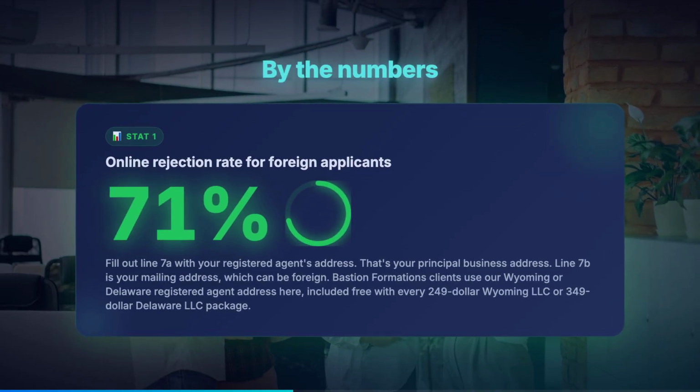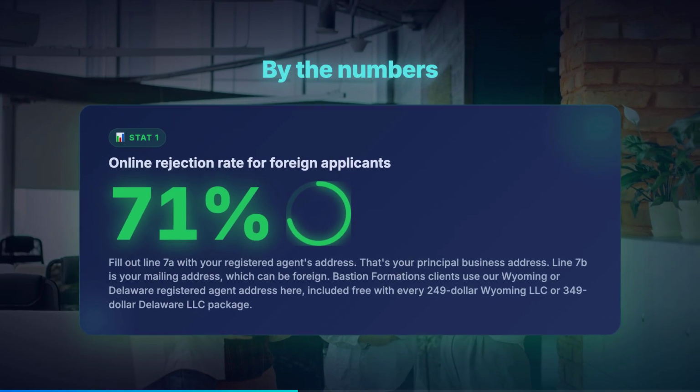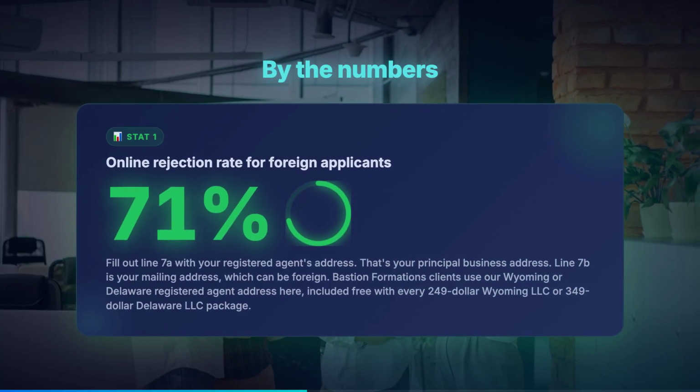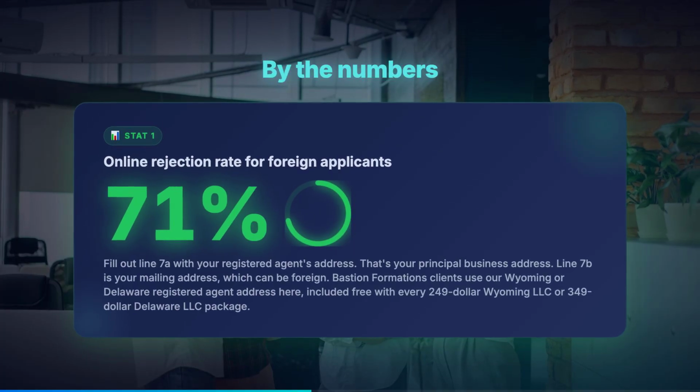Fill out line 7A with your registered agent's address. That's your principal business address. Line 7B is your mailing address, which can be foreign.